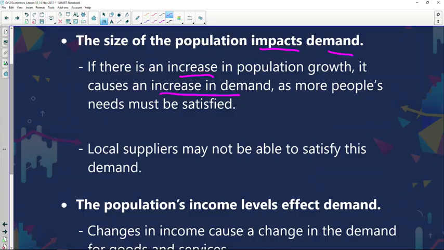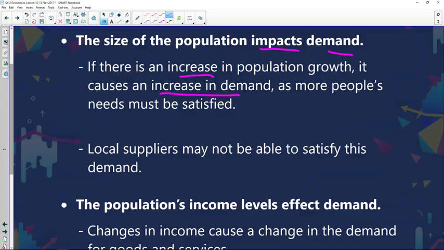So population and demand go hand in hand, because as your population increases, your demand will increase as well. And therefore, if you don't have enough resources in order to meet the needs of your people, then you have to enter into talks with other countries to supply you with the goods and services that you require. So it's important that we know the relationship between the size of the population and how it will have an impact on the demand in that particular country.